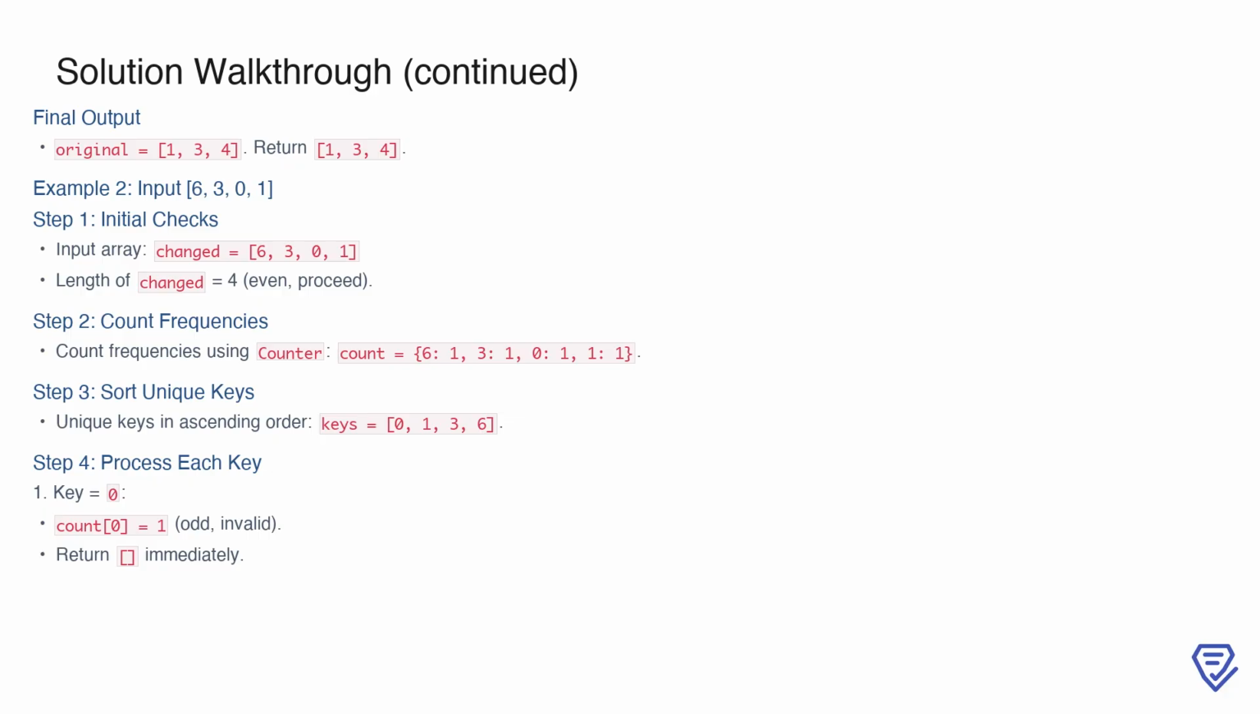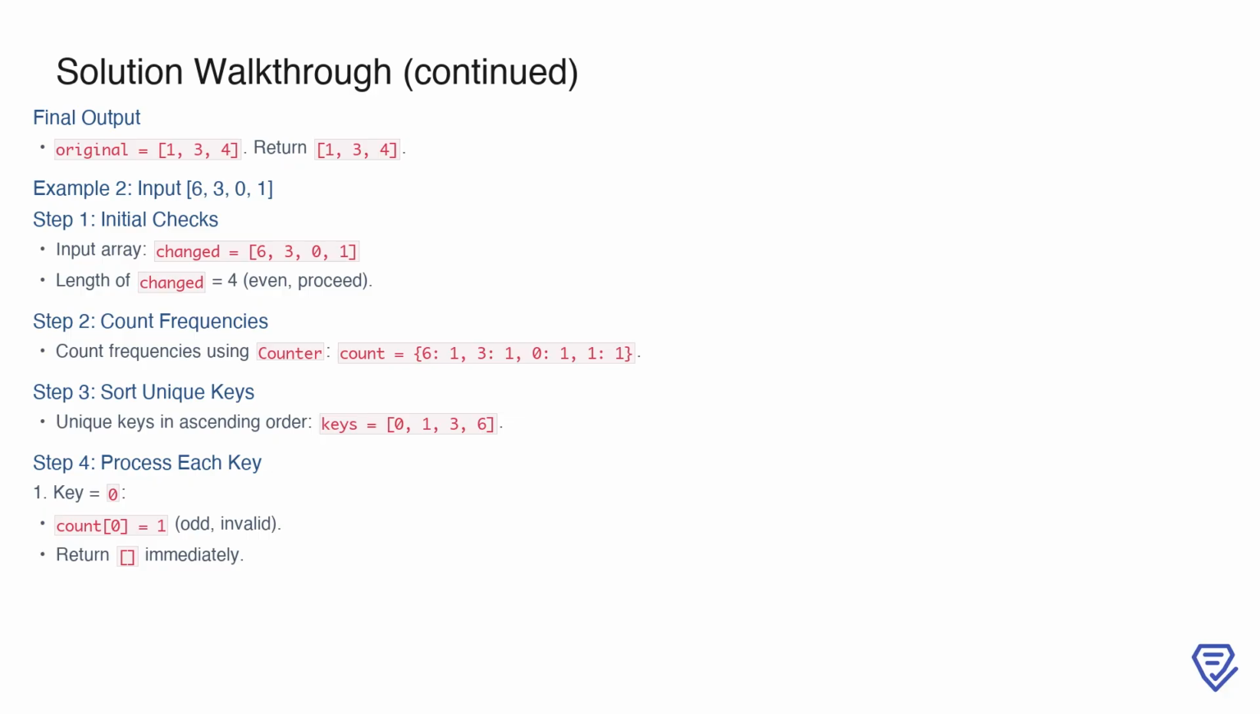Now, let's analyze another example where the input is [6, 3, 0, 1]. Once again, we begin with an initial check. The length of the input array is 4, which is even, so we proceed. Using Counter, we calculate the frequencies, resulting in 6:1, 3:1, 0:1, 1:1. Sorting the unique keys gives us 0, 1, 3, 6.